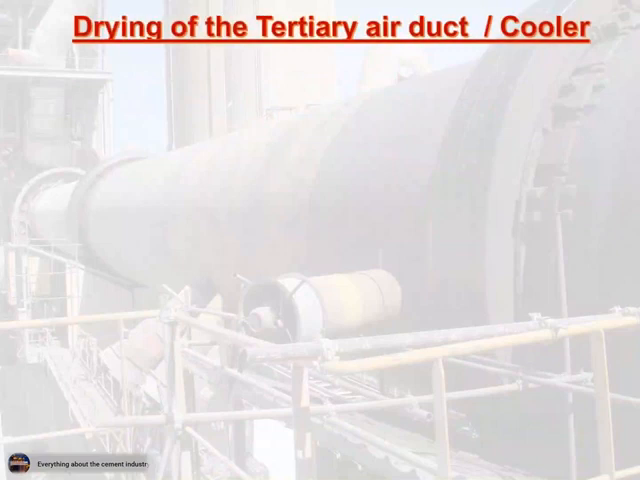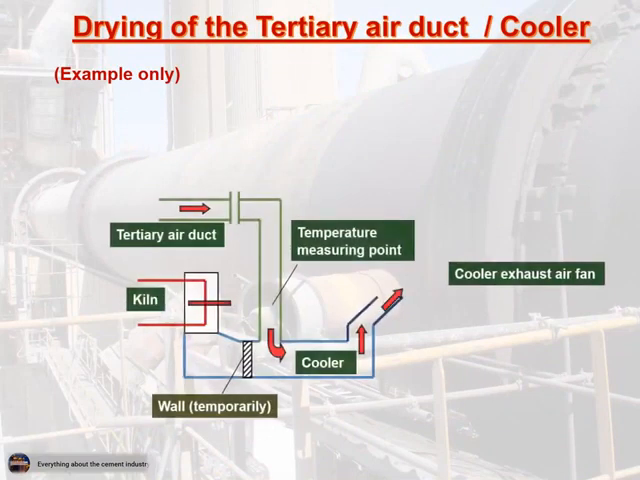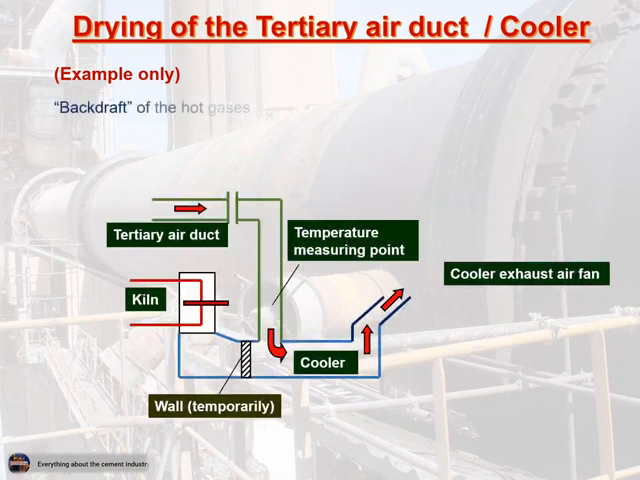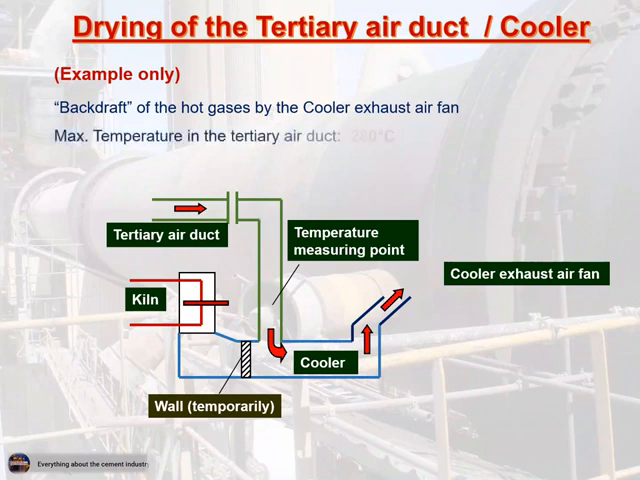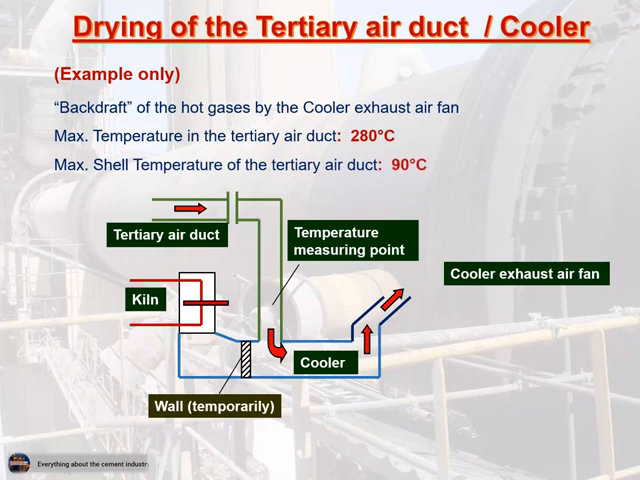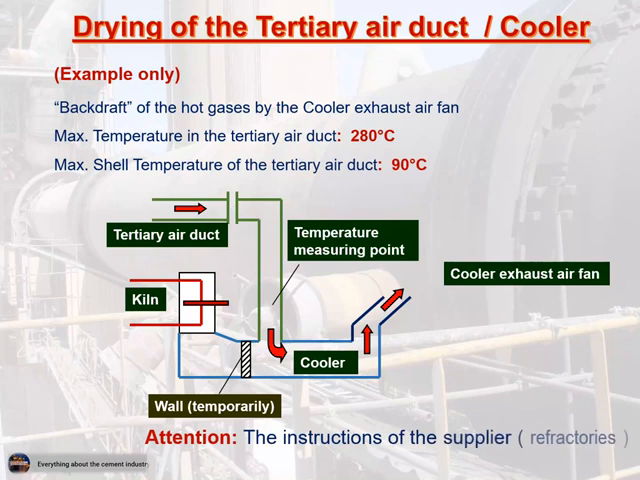Drying of the tertiary air duct and cooler. Example only: backdraft of the hot gases by the cooler exhaust air fan. Maximum temperature in the tertiary air duct: 288 degrees C. Maximum shell temperature of the tertiary air duct: 98 degrees C. Attention! The instructions of the supplier of the refractories must be observed.